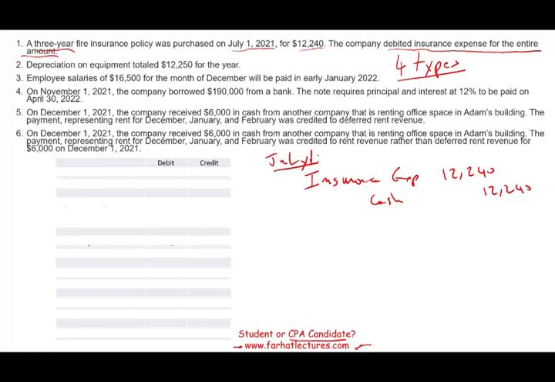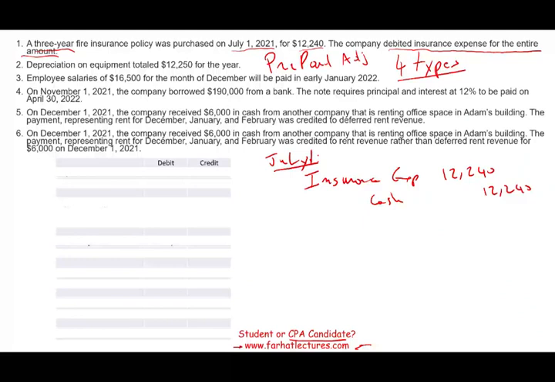Or again, rather than an error, let's call it an adjustment. The first thing is you want to know what type of adjustment you are making here. This is called a prepaid adjustment. Prepaid, you are adjusting prepaid. This is a prepaid adjustment.